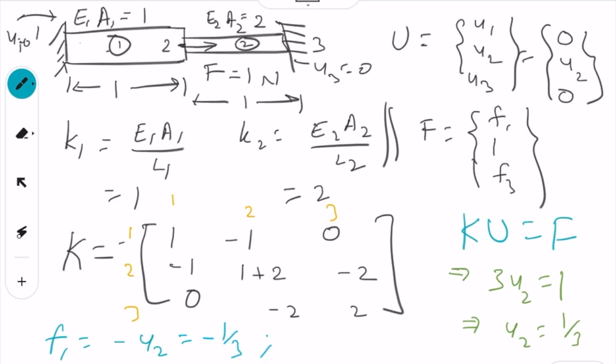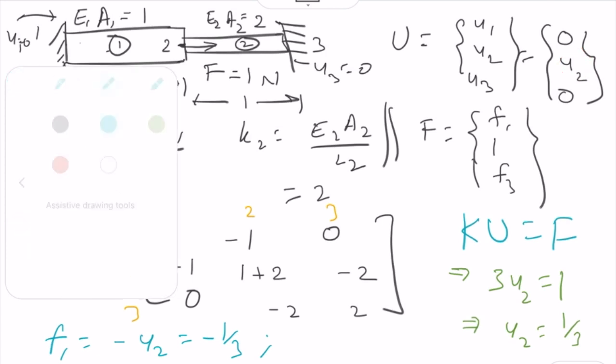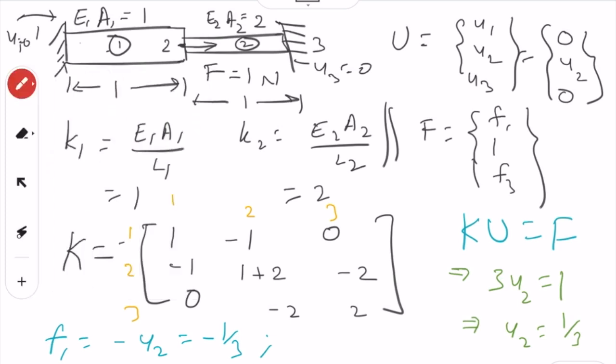Similarly, we look at the last equation of this system, meaning this multiplied by this equals F3. So F3 is nothing but minus 2 U2, so you get F3 equal to minus 2 U2, which equals minus 2/3. That's it. So we got all these answers.